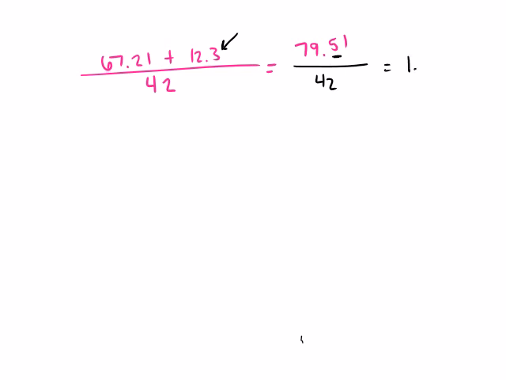The answer says 1.893. So I have 3 sig figs on the top. Since I don't need this one anymore, divided by 42 gives me 1.8. So I need 2 sig figs. That would be 1.9 as our answer.